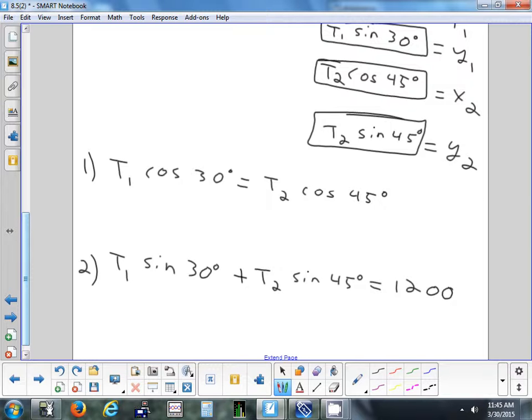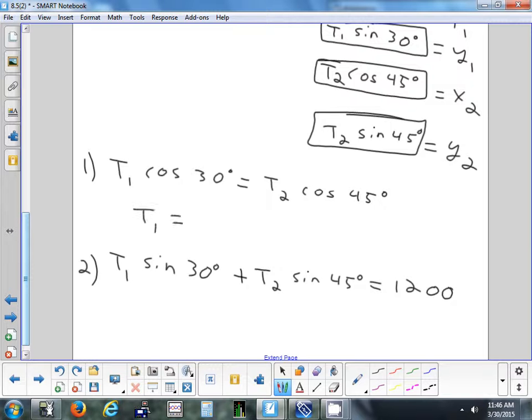How do we solve that system? Augustine, do you remember? All right. To solve a system of equations, you can use substitution. So you take one equation, you solve it for one of your variables, and then you plug it into the second one. Right? So that's very, very important to know.